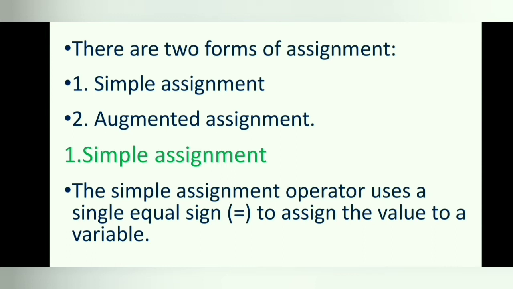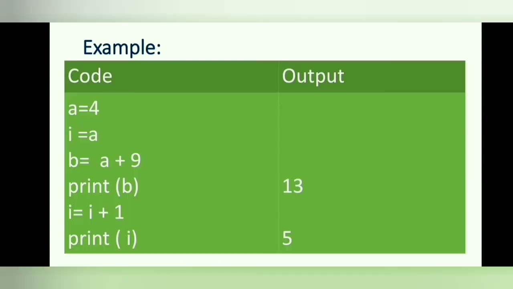There are two forms of assignment: simple assignment and augmented assignment. Simple assignment. The simple assignment operator uses a single equal sign to assign a value to a variable. Example: open the Python IDE or any text editor, type this Python code and run it. A = 4, I = A, B = A + 9, print B. The output will be 13.